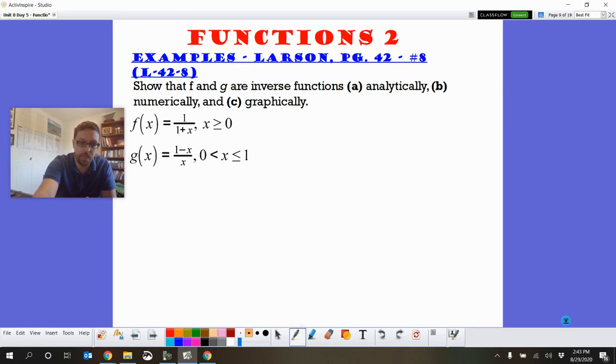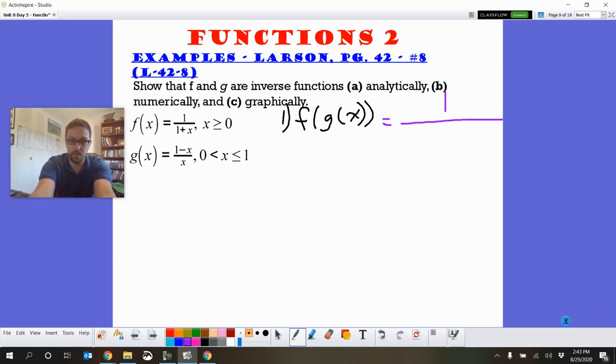We're going to do another one of those compositions of functions. So I'm going to start with f of g of x. So I'm going to put g into f. So if I draw f, that is 1 over 1 plus x. And then we want to put g of x in that x spot. So that's 1 minus x over x.